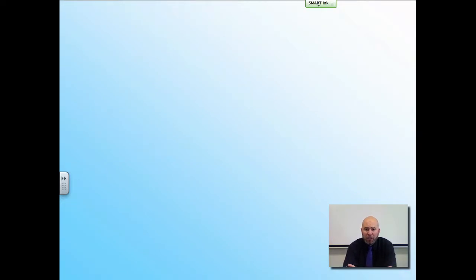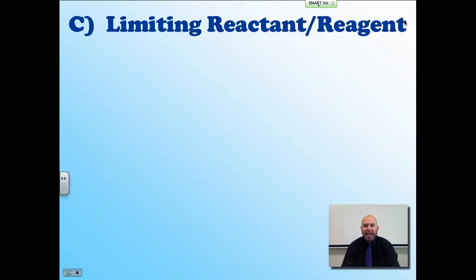Now the next thing we're going to talk about here with the stoichiometry is limiting reactant or limiting reagent. It can be used interchangeably: limiting reactant or limiting reagent. First, let's try to get an understanding as to what it is.